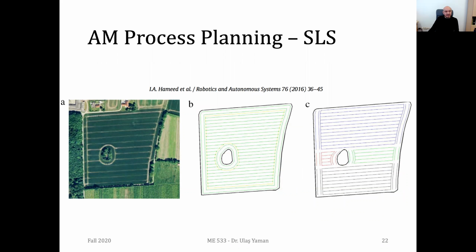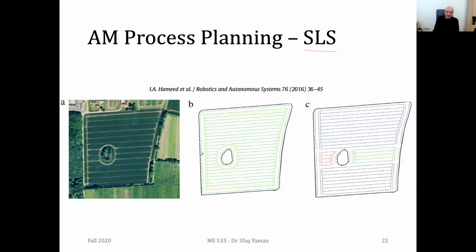Actually, the path planning of SLS systems is very similar to robot motion planning or some agricultural robots' motion planning. You see, we have a kind of slice here. Assume that this field is an example of a slice, and we have some holes here. With the help of, let's say, a field vehicle, we try to cover the whole region. And this is also the same for selective laser sintering.